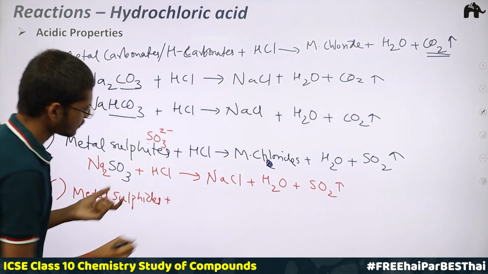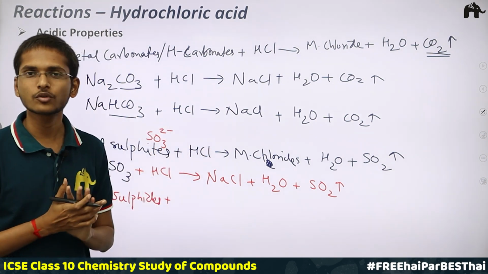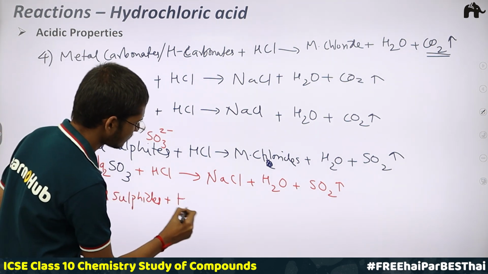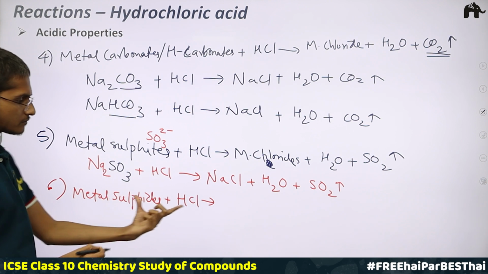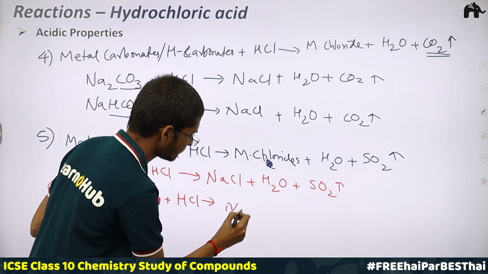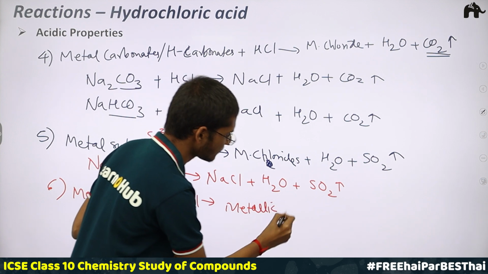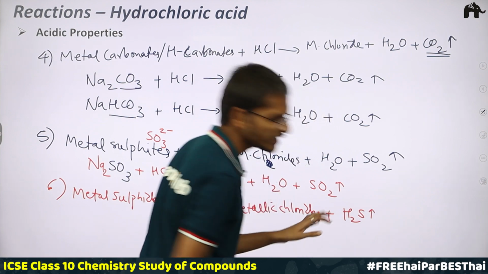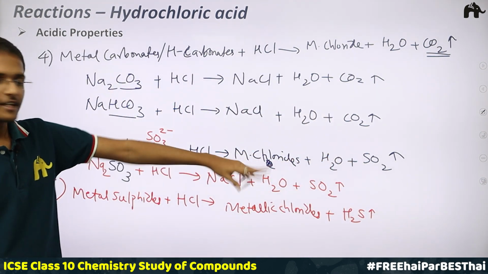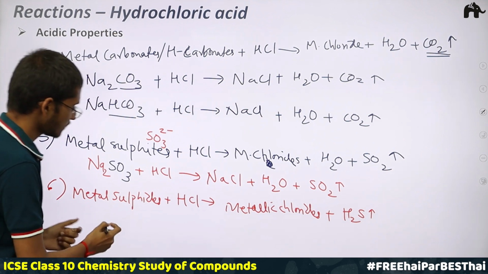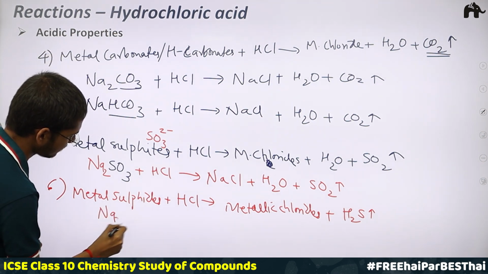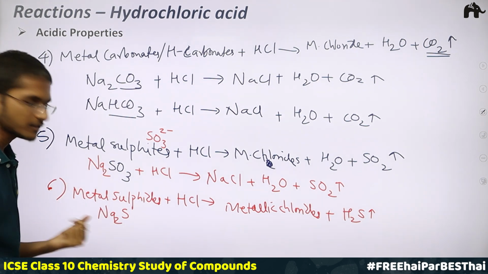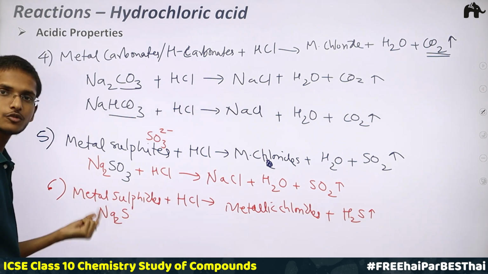The interesting thing is most of these reactions we have already studied in acids and bases, the chemical properties of acids. So metal sulfides, when they react with HCl, form again the same metallic chlorides, and a rotten egg smell gas would be released. You would be relating it: hydrogen sulfide gas. You have to remember it. So I'm taking sodium sulfide. Sulfide has the S2 minus anion, and the metal cation, so S2 minus, 2Na plus, 2 plus and 2 minus.